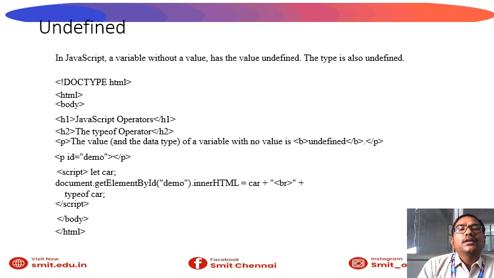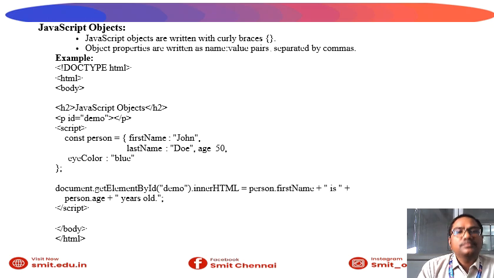Next one is undefined. When a variable is without a value, it is called undefined. So you can see under the script tag let car. The value is not defined for the particular variable. Next is JavaScript objects. JavaScript objects are written with curly braces, and the properties are written as name value pairs separated by commas. Now as you can see under the script tag in the example, const person. The name of the object is person, and the properties of the object are given as name value pairs. So first name is John, last name is Doe, age is 50, eye color is blue. So you are able to define the objects and their corresponding properties.